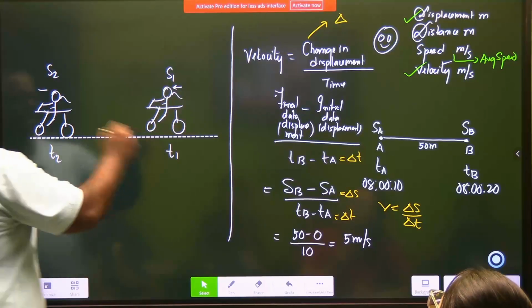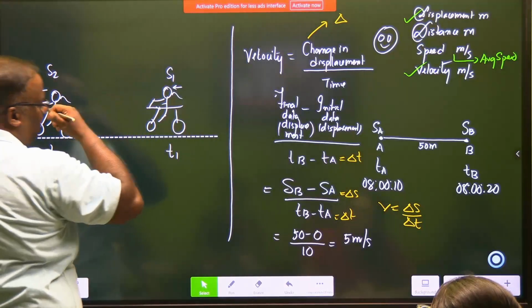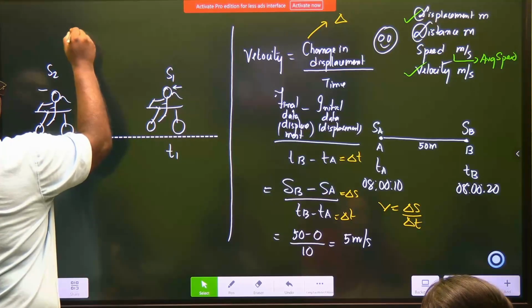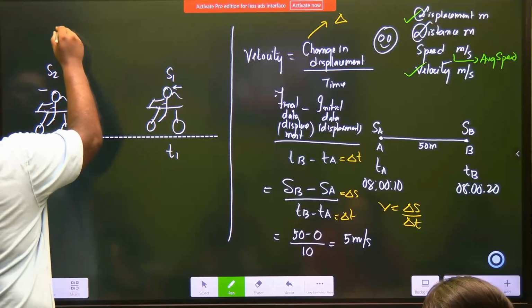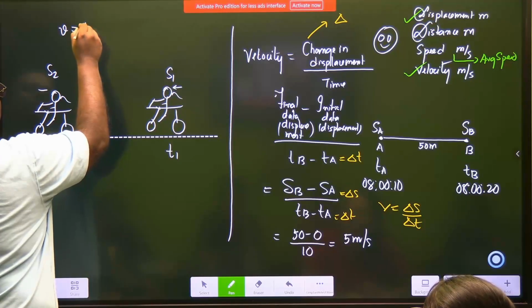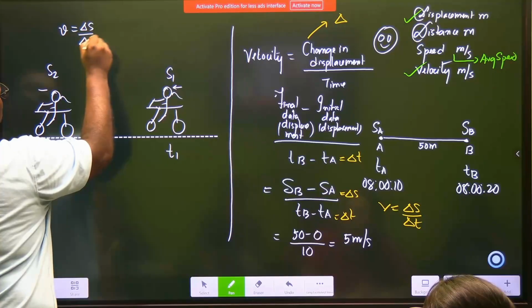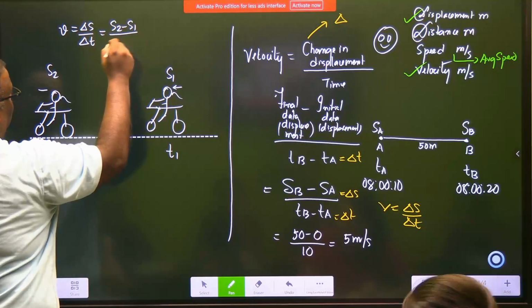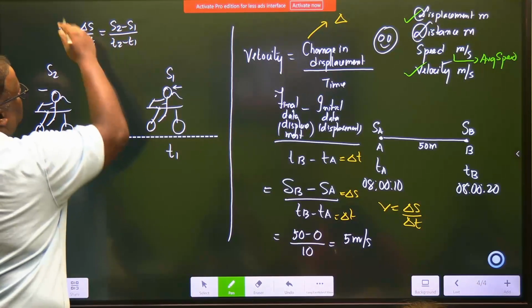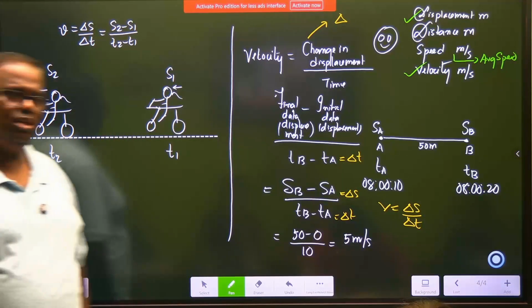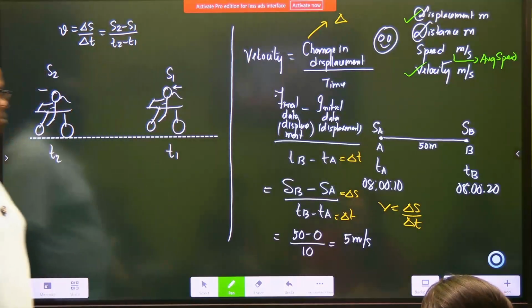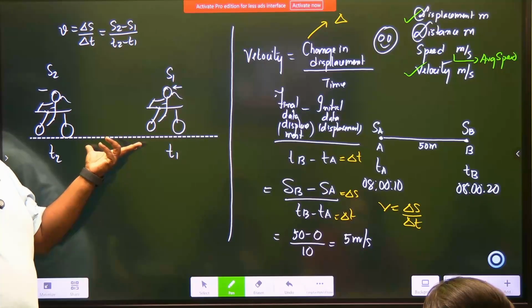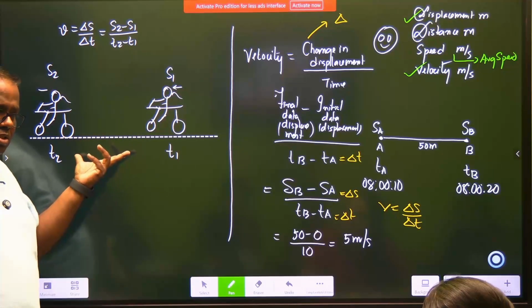Right. In such a scenario, if I try to find out the velocity of this girl, then I would say it is delta S over delta T. And what is delta S over delta T? S2 minus S1 over T2 minus T1. And this gives me the velocity of the girl. Is there any issue? No issue. Isn't it total displacement between T1 and T2 over total time in this interval?